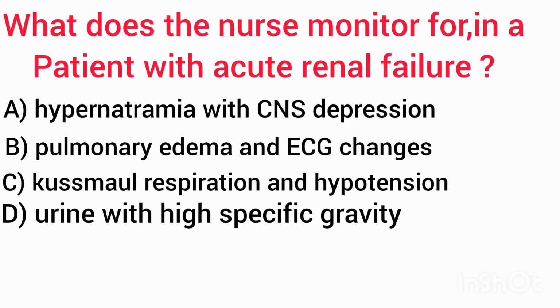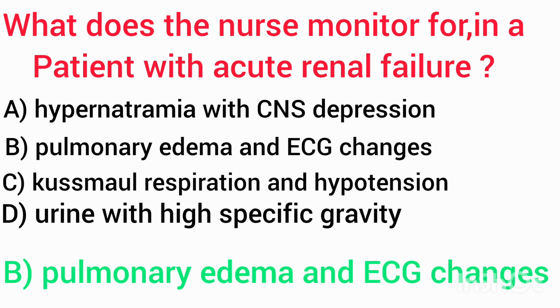What does the nurse monitor for in a patient with acute renal failure? Hypernatremia with CNS depression, pulmonary edema and ECG changes, Kussmaul respiration and hypotension, urine with high specific gravity. Answer: pulmonary edema and ECG changes. Next question.